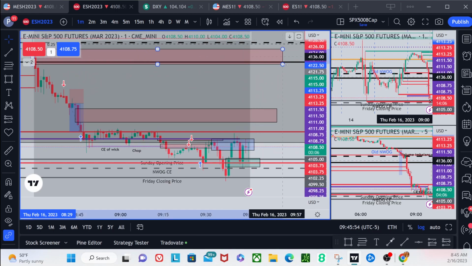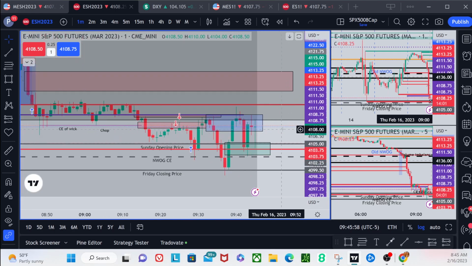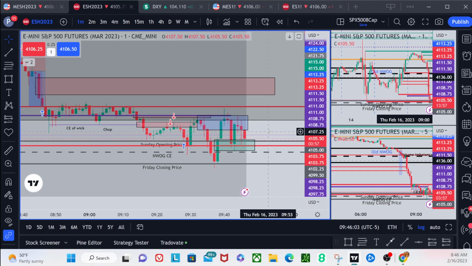You should not be pressing the button this morning. Some of you already went nuts and got drunk on Twitter this morning based on what I shared. Touching the new week opening gap high.